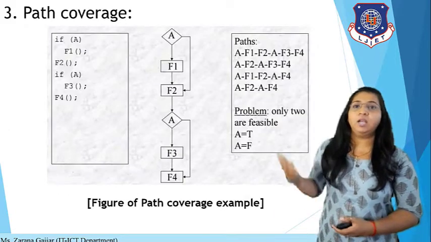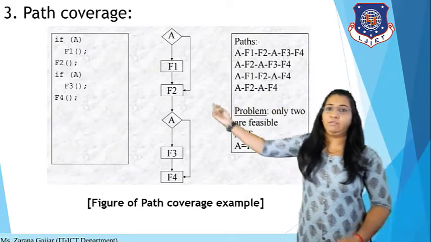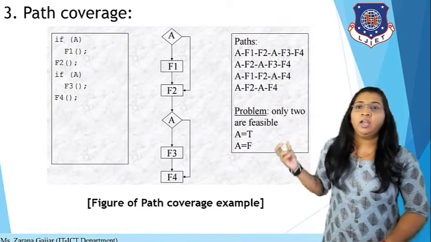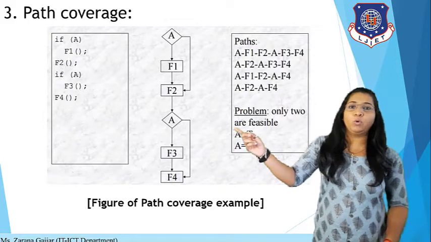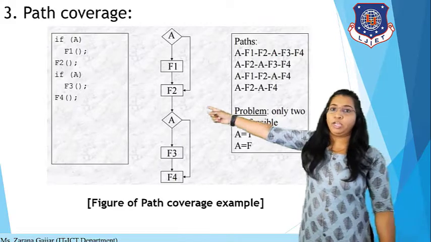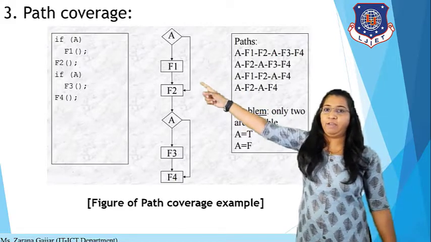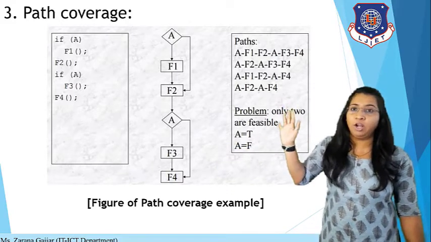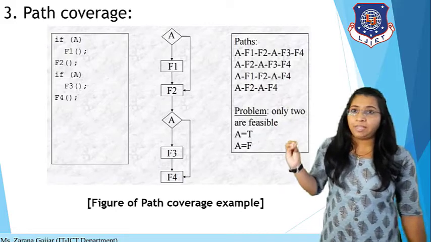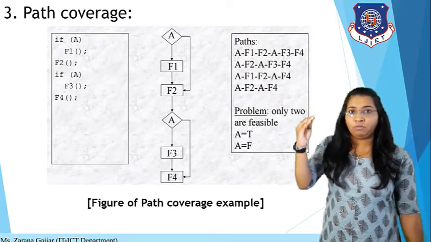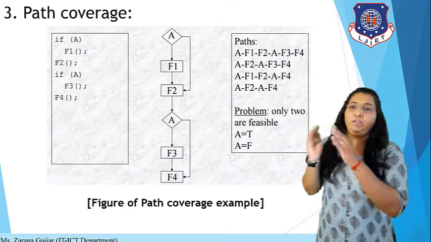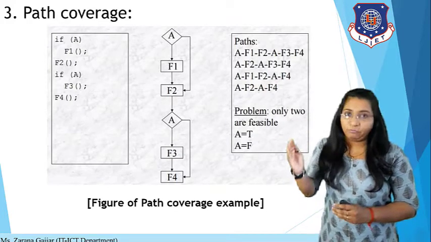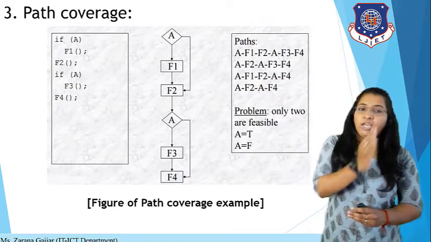Let's take an example. There is an if condition, if a, then function f1, then f2, then again if a, then f3 and f4. Here you can see the paths given, starting from a, then f1, f2, a, f3 and f4. If a is true, then f1 will be performed, then f2. Then if a is again true, f3 is performed and f4. So the path is a, f1, f2, a, f3 and f4.